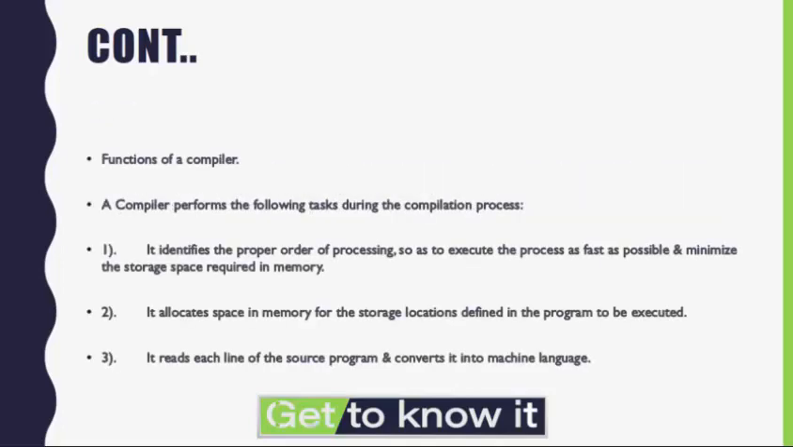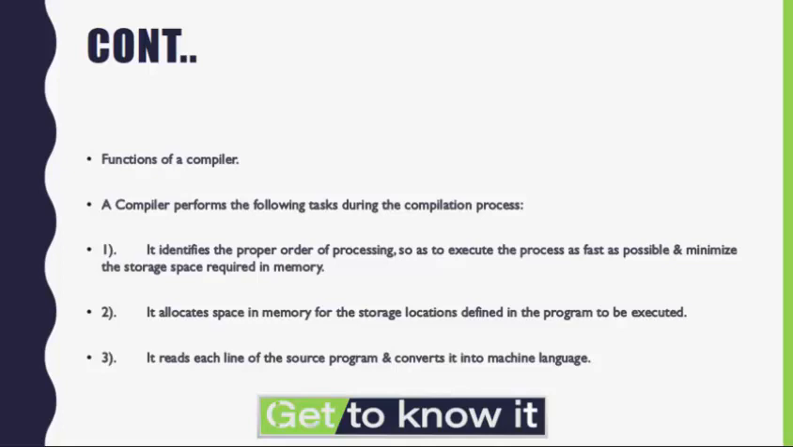The functions of a compiler will include identifying the proper order of processing, so as to execute the process as fast as possible and minimize the storage space required in memory. So the processor will be following a certain order in processing the information. So it is the work of the compiler to define this order of processing.